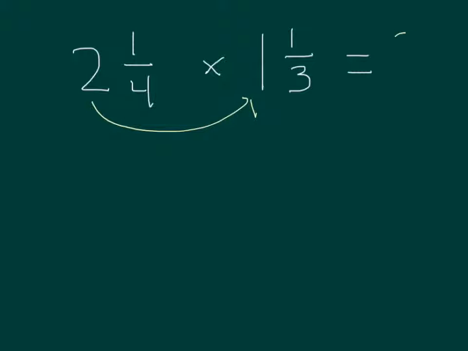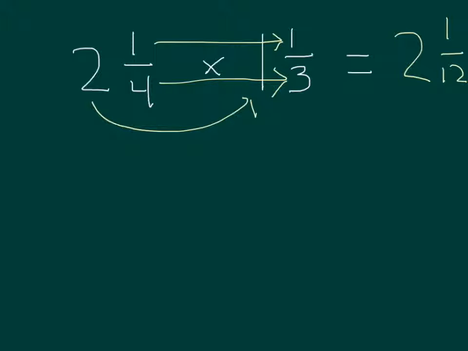2 times 1 is 2, and then you do the same with the numerator and denominator. If it were that easy, that would be great. However, there are a few more steps involved. There are 2 ways you could do this problem. I think generally the easier thing to do is to first convert them into improper fractions.